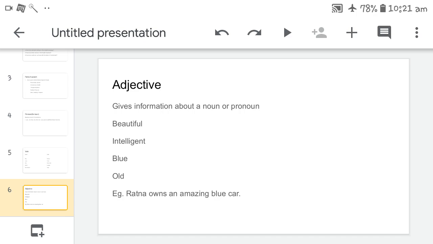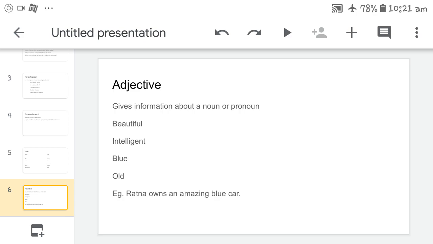Then we have adjective. What's an adjective? An adjective gives information about a noun or pronoun. It just gives information. We cannot say that it describes a noun, because even a, an, and the are adjectives. Yes, they are adjectives. And not only that, even my is an adjective. Do you believe me? So it gives information about a noun. We can go into detail about it, but right now we'll just say it gives information about a noun or a pronoun in a sentence.